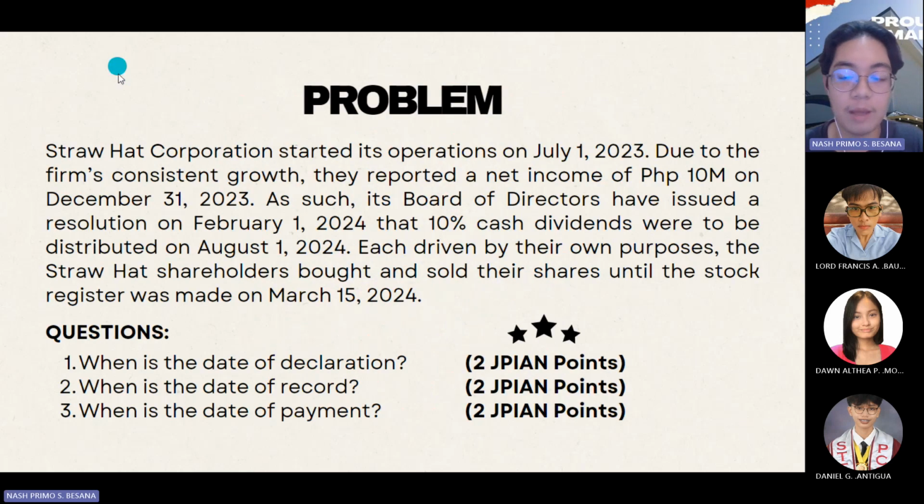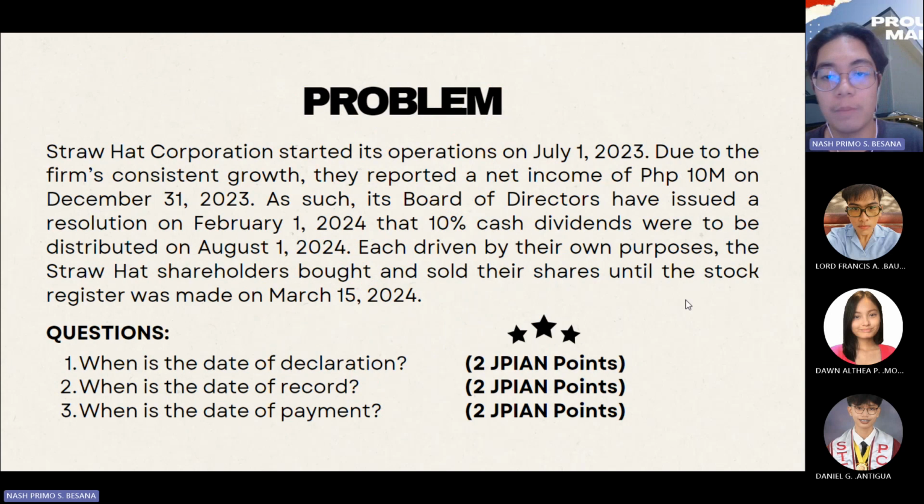So first, we have this problem. Straw Hat Corporation started its operations on July 1, 2023. Due to the firm's consistent growth, they reported a net income of 10 million pesos on December 31, 2023. As such, its board of directors issued a resolution on February 1, 2024 that 10% cash dividends were to be distributed on August 1, 2024. Each driven by their own purposes, the Straw Hat shareholders bought and sold their shares until the stock register was made on March 15, 2024. So the questions: when is the date of declaration, date of record, and date of payment?